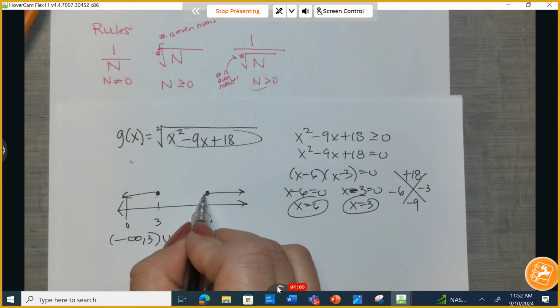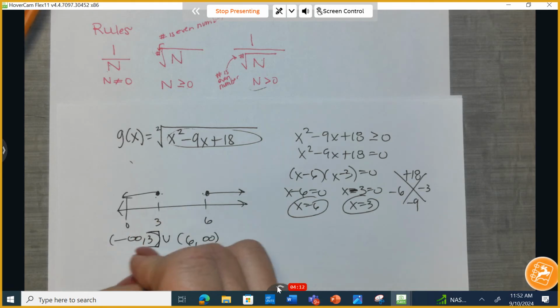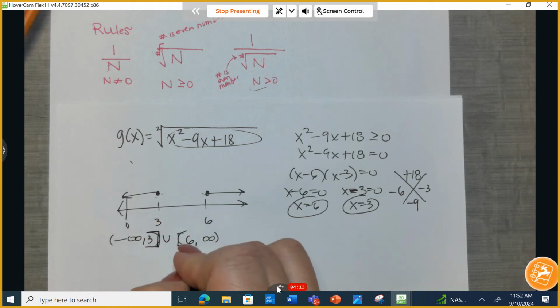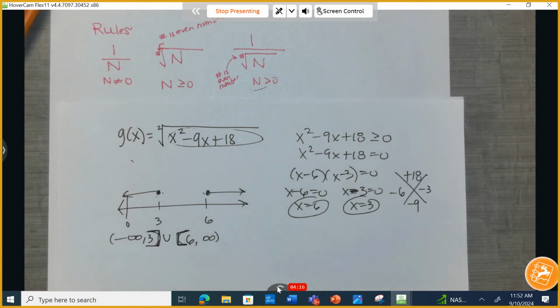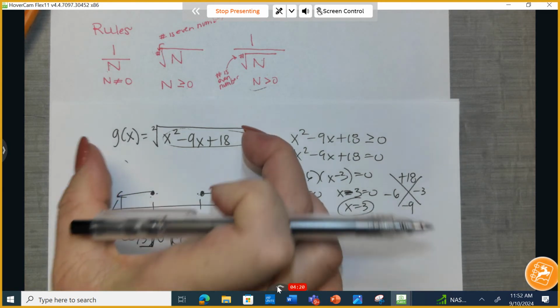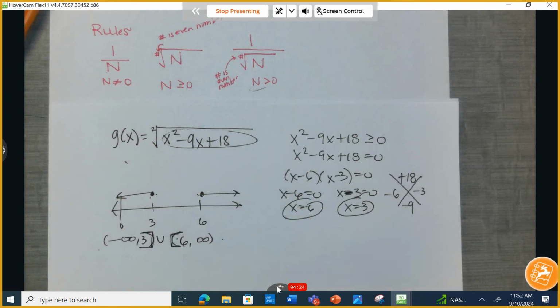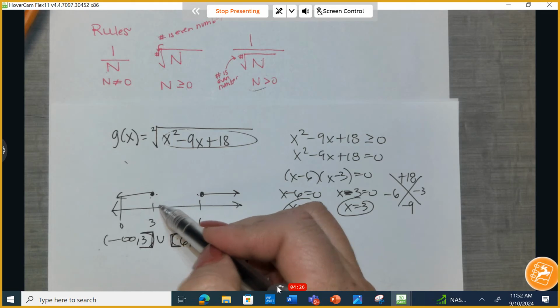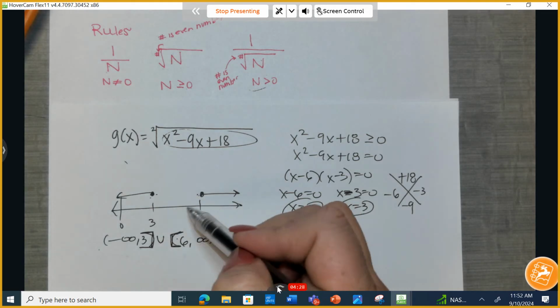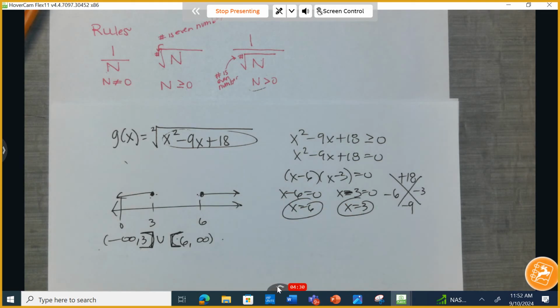Now notice these are closed dots. That means we need to include them as being part of the domain. So if we plugged in 3 and anything below that, or 6 and anything above that into this particular function as an input value, we would receive an output value. If we tried anything between 3 and 6, not including the endpoints, we would not get an answer.